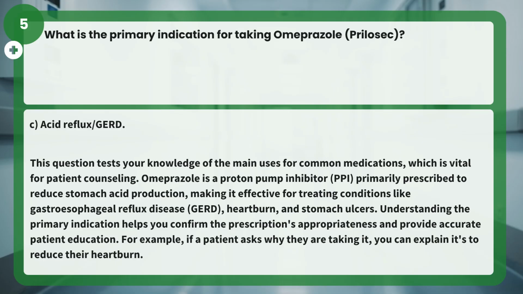Understanding the primary indication helps you confirm the prescription's appropriateness and provide accurate patient education. For example, if a patient asks why they are taking it, you can explain it's to reduce their heartburn.